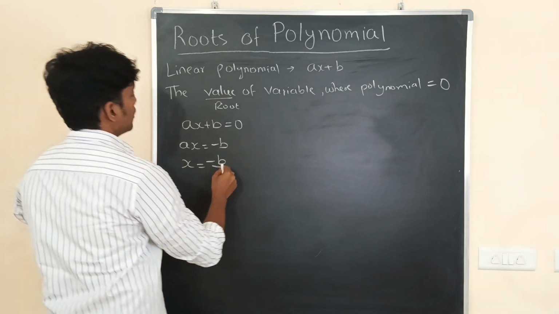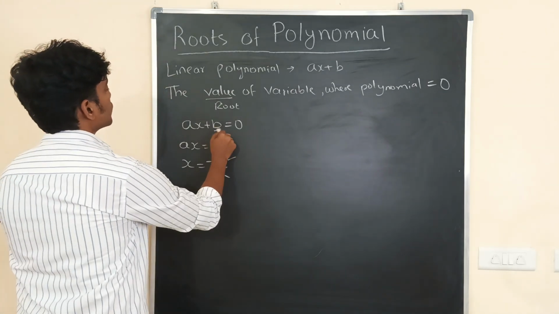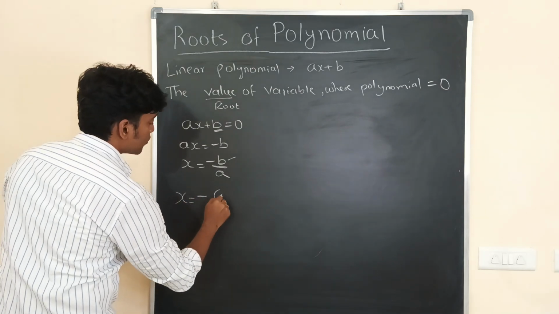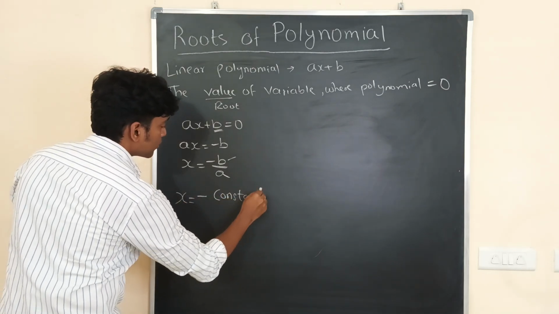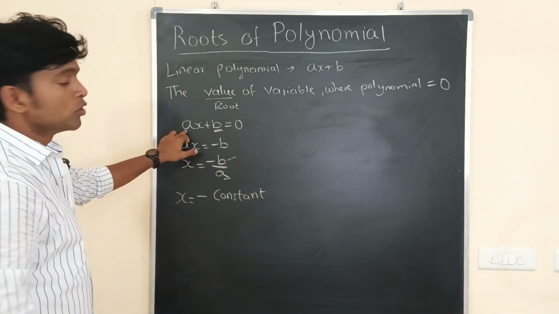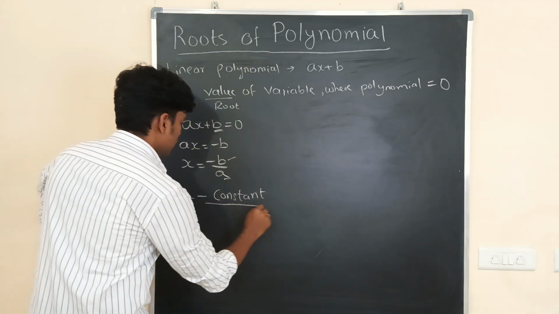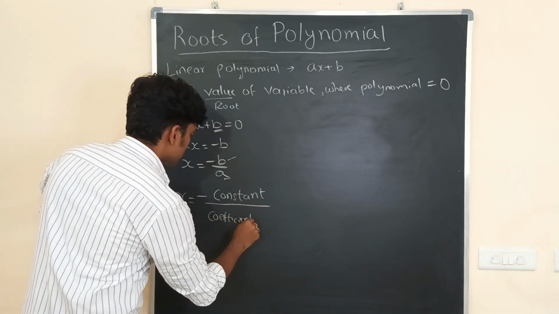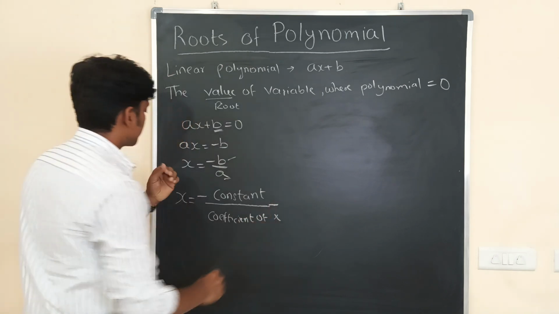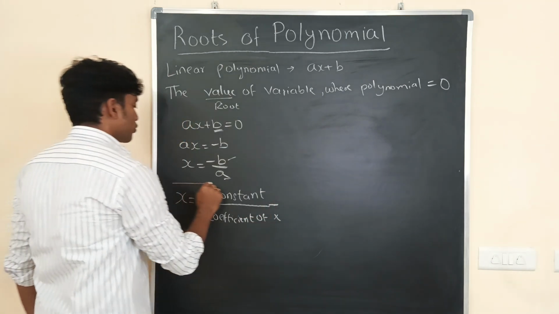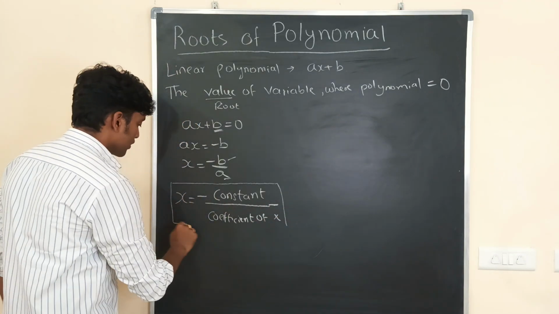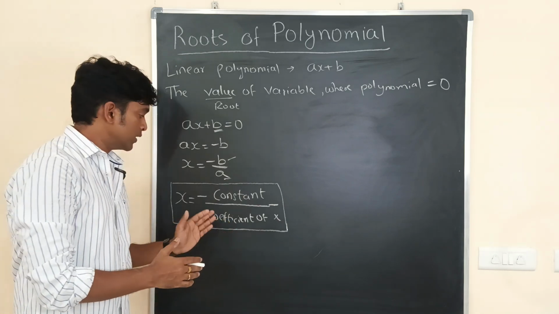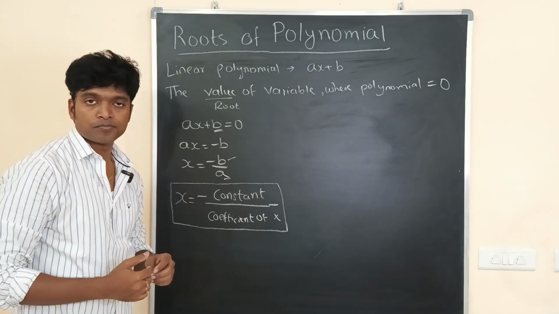If you observe this one, what is b? b is the constant. So x equal to minus of constant divided by, what is a? a is the coefficient of x, divided by coefficient of x. This is the root of a linear polynomial. I hope you all understood this one.